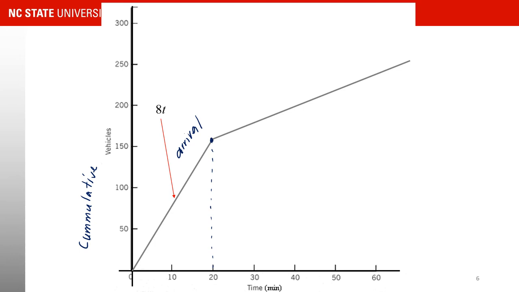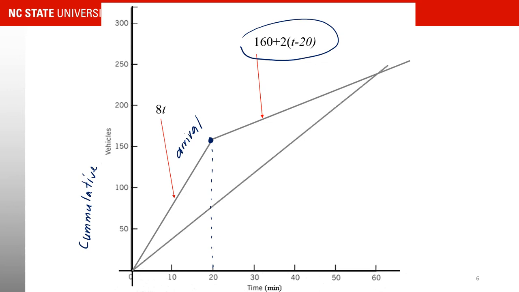So from this point until the end, my arrival rate is 2, and the number of vehicles that arrive is found by line 2t. So I'm drawing line 2t here. And here, to fix for boundary condition, this point is given by 160 plus 2 into t minus 20, and every other point is also given by that line. So how about departure? My departure rate was 4, so if I draw line 4t here, this is going to be my departure.